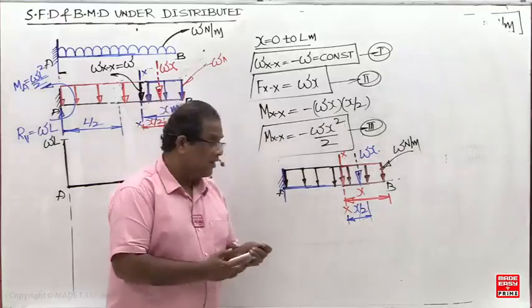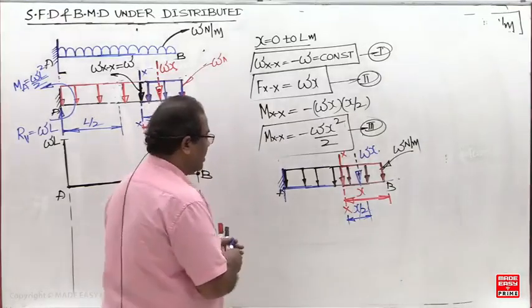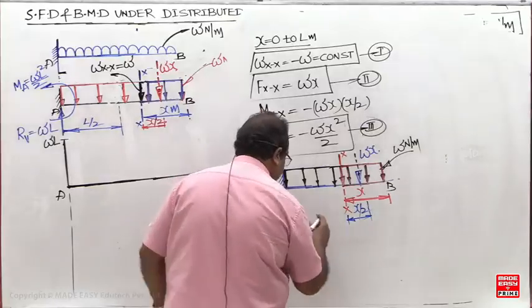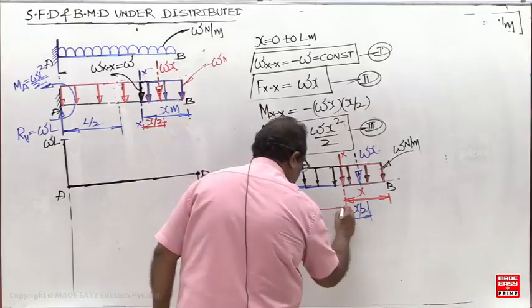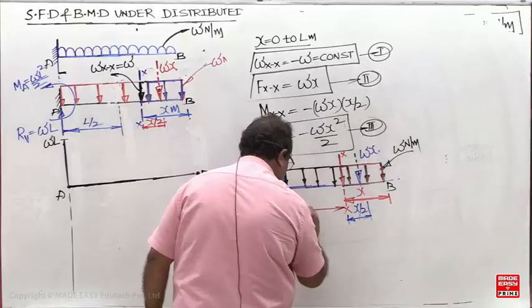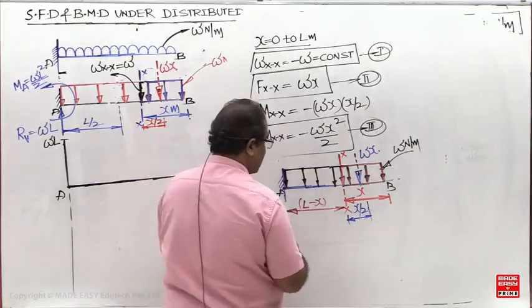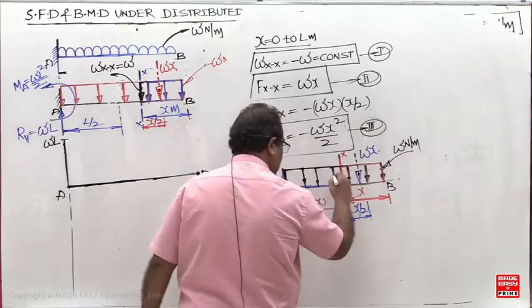Next, somebody is going to take the left side. Sir, I want to check it on the left side. Here, if you take the left side, what is this distance now? This will become L minus x. Sir, we'll check it on the left hand side.